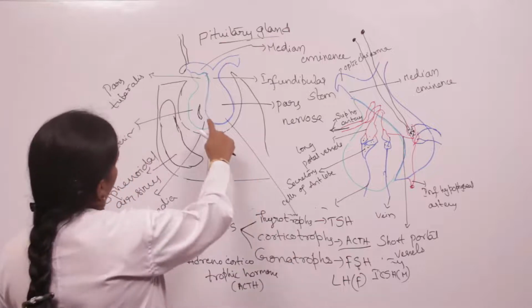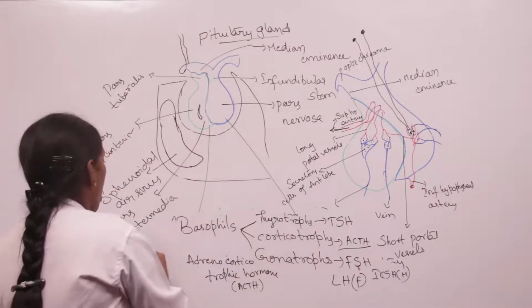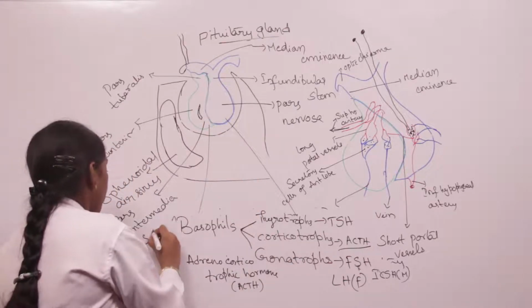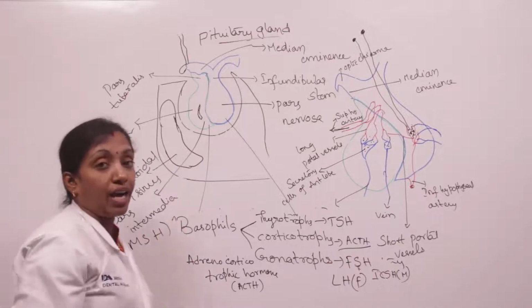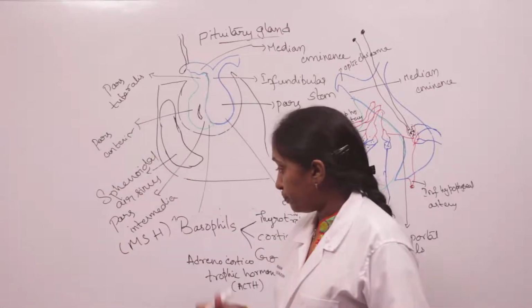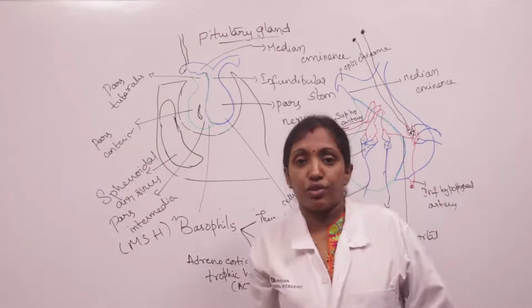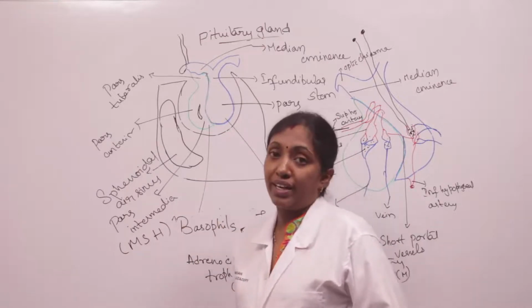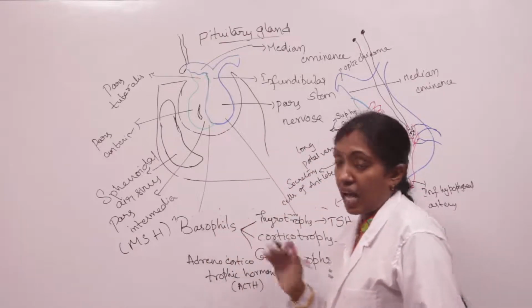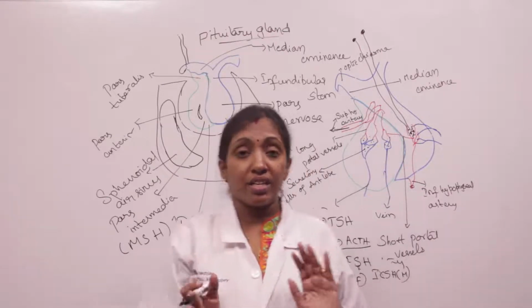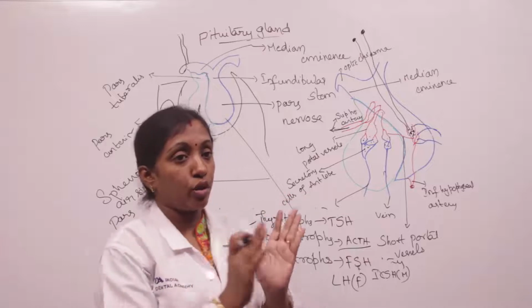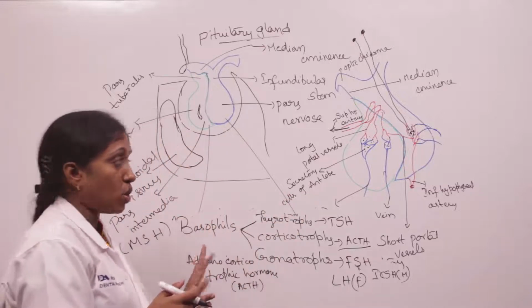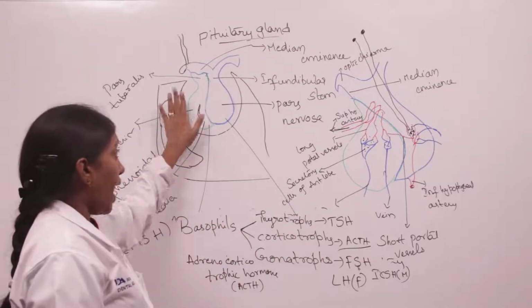And the pars intermedia secretes one hormone, called melanocyte stimulating hormone, which causes the pigmentation of the skin. So that's about the anterior pituitary. The anterior pituitary consists of chromophobe and chromophil cells. Among the chromophil cells, we have acidophils and basophils. Okay. So that's about the anterior pituitary.